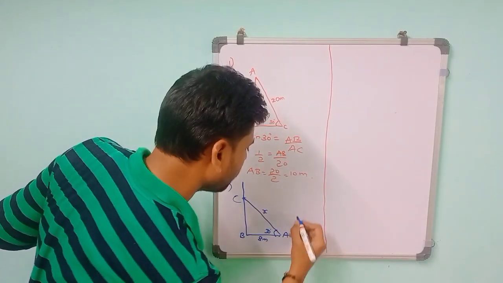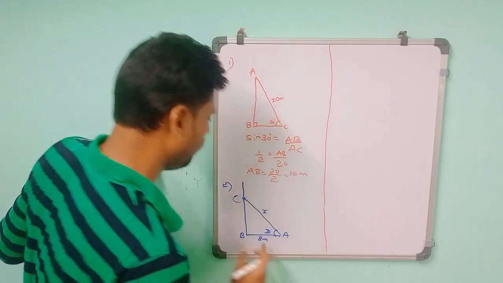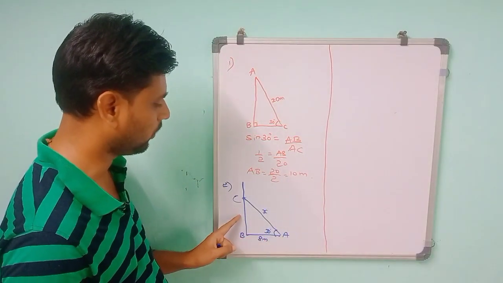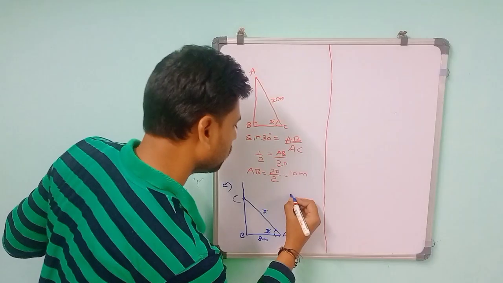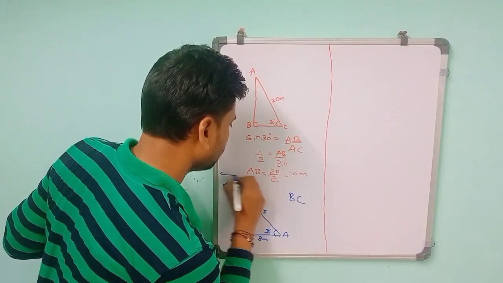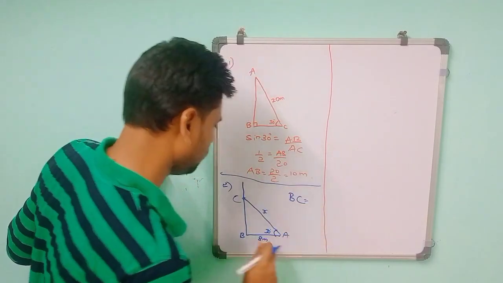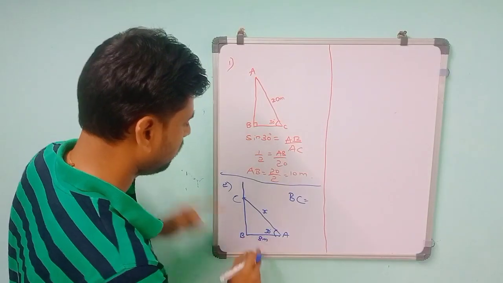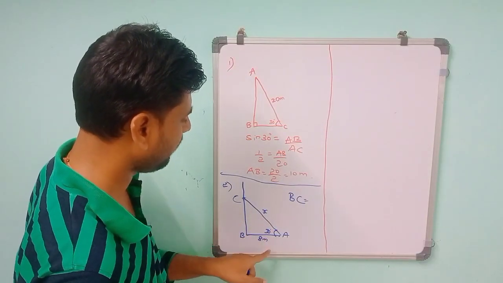So for that I will use 30. So we want this one. BC we want, no? So here 30 is there, so opposite by adjacent.